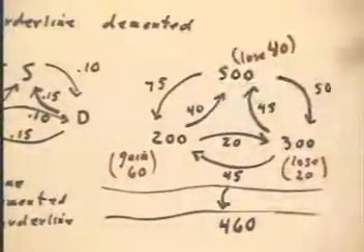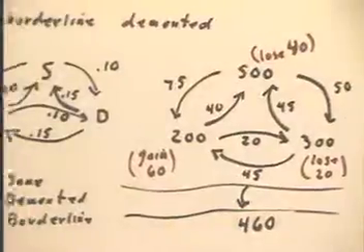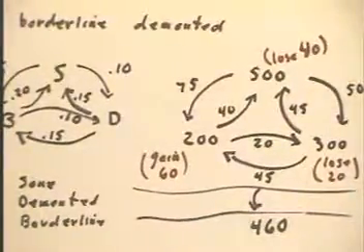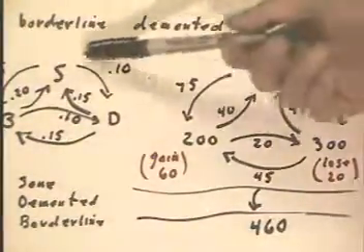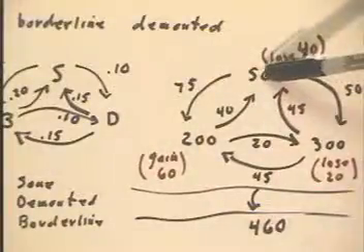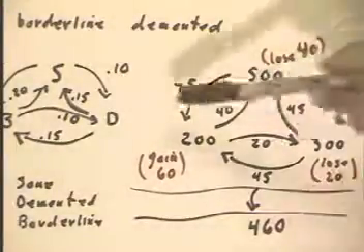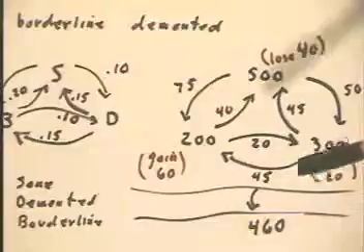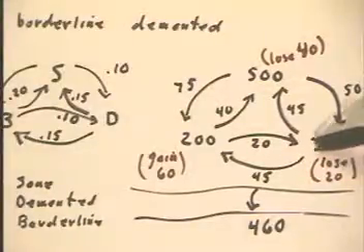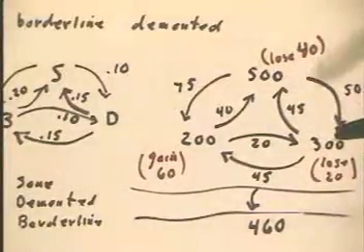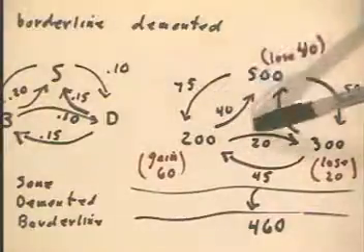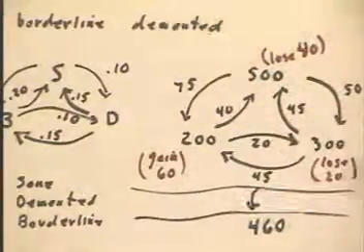Our numbers are going to look like this, following the proportions in the model. The 10% of the sane that become demented will be 10% of 500, or 50. 15% of the demented that become sane will be 15% of the 300, which is 45. And we similarly calculate the percentages for the other transitions.